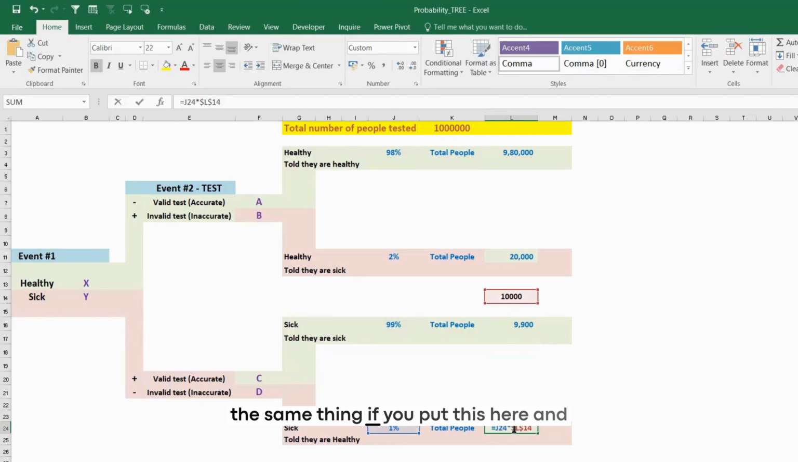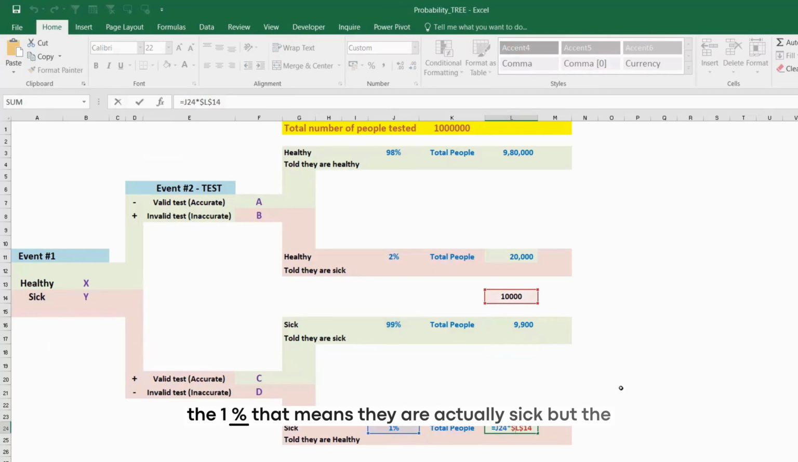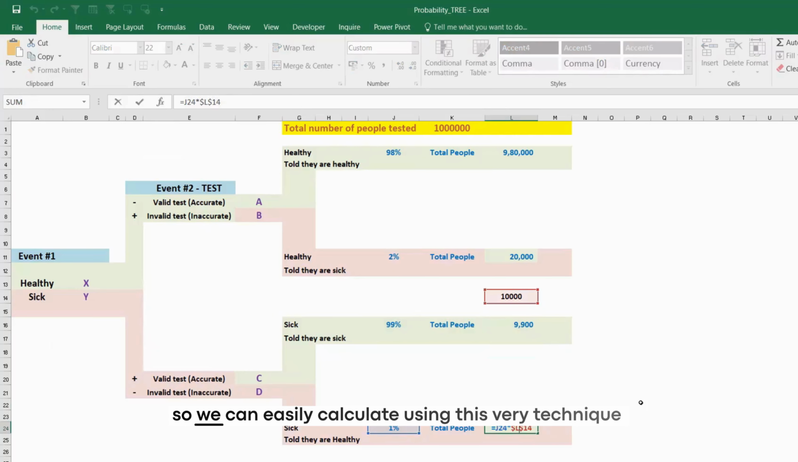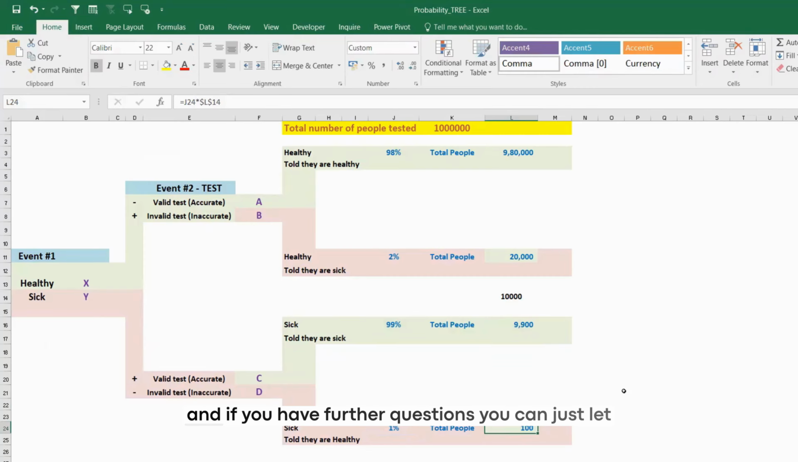And the same thing, if you put this here and the 1%, that means they are actually sick, but the report says they are healthy. That is 101. So we can easily calculate using this very technique, right?